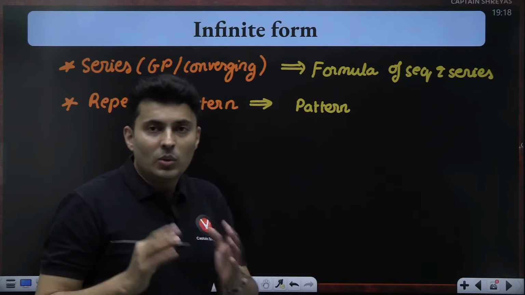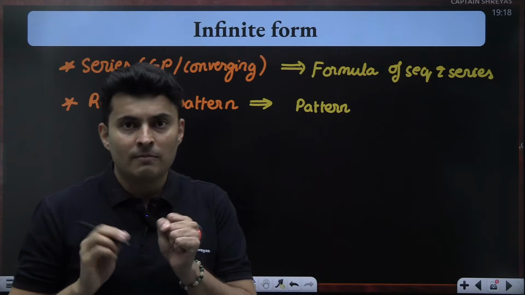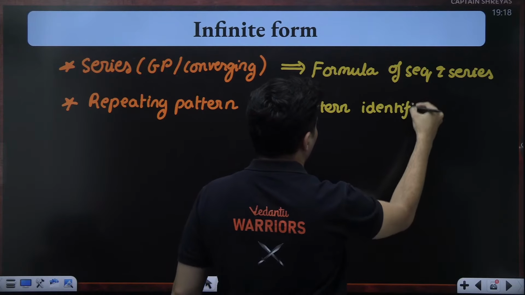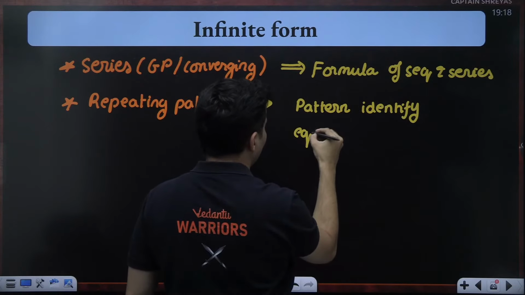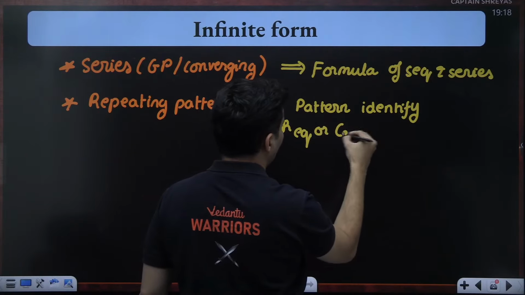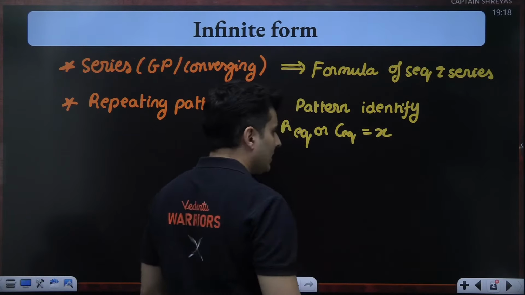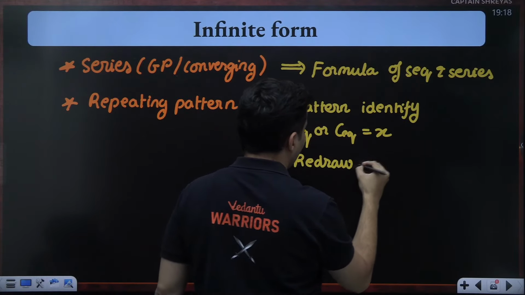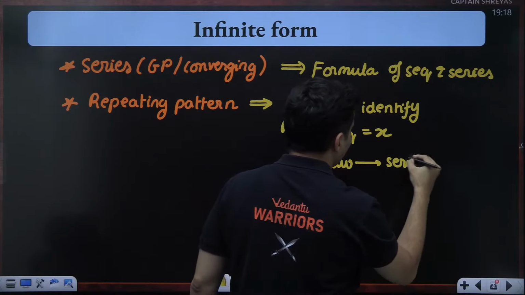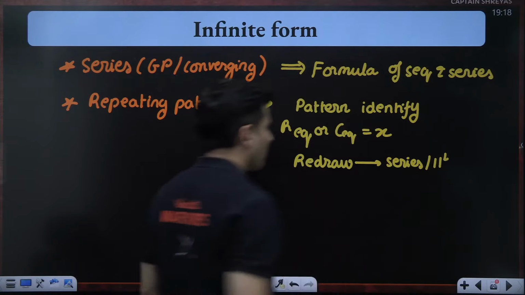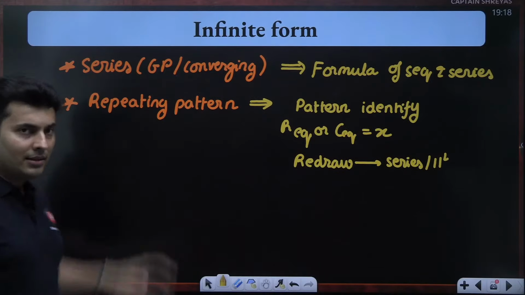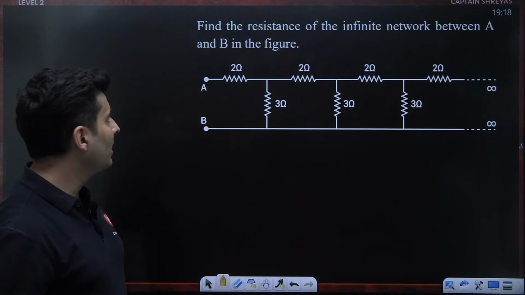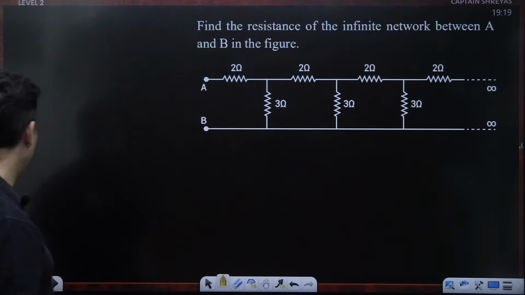whatever that pattern is, you separate it out, you identify that pattern, and assume the equivalent resistance or equivalent capacitance as X and try to redraw the diagram. Redraw the diagram and you will see most likely it will be either in series or in parallel. I'll explain all of this with an example. Don't worry. Let's take this particular example over here. Find the resistance of the infinite network right over here.